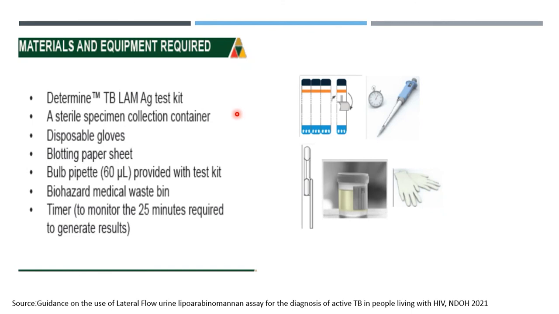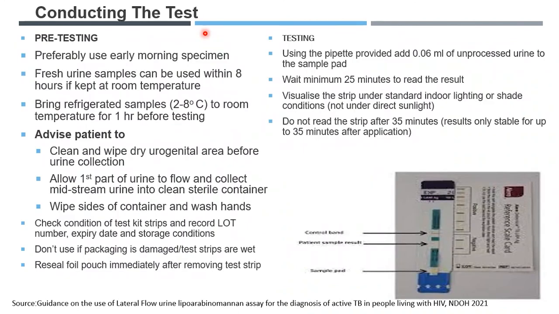Remember, I spoke to you about the issues around contamination and ensuring that we do use a sterile specimen collection container. Obviously, you're going to be using gloves. You will get a pipette provided with the test kit where you'll draw the urine up, and you need a timer. You monitor for 25 minutes, and we will generate the results.